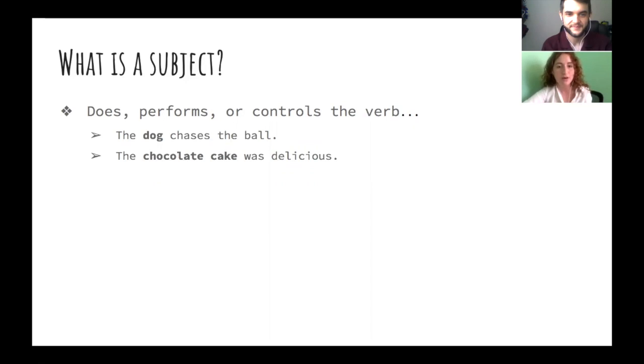In the second one, the chocolate cake. The chocolate cake is the subject. The chocolate cake is what's being delicious. It's doing the verb.